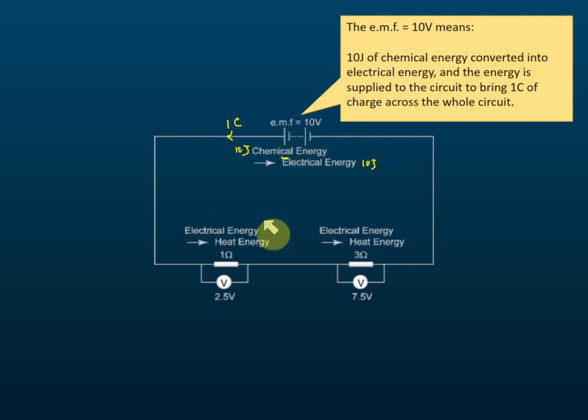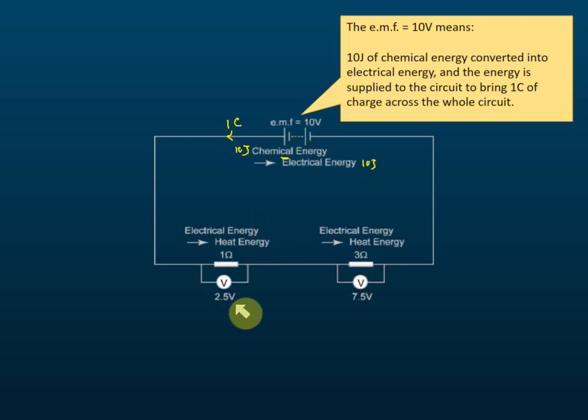We can also see that here there's a wattmeter, and the wattmeter gives a reading of 2.5 watts. Now what does this mean? E.m.f 10 volts means that 10 joules of energy is given to the circuit to move 1 coulomb of charge.